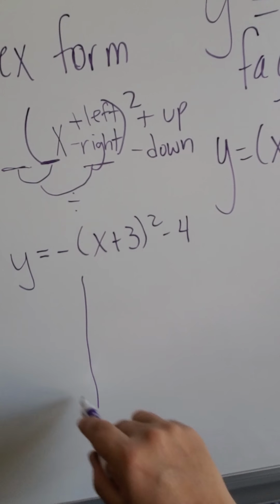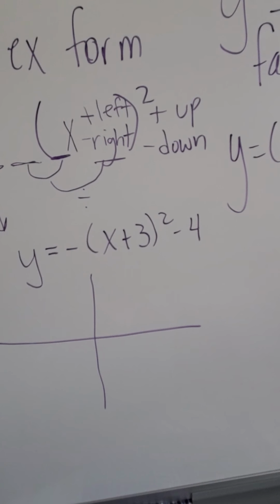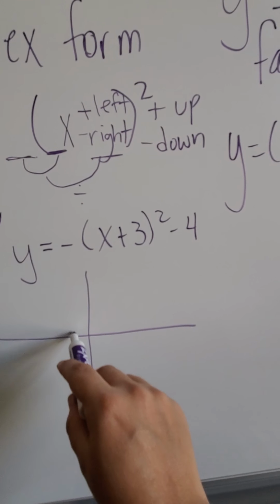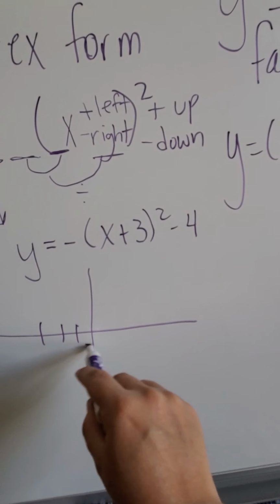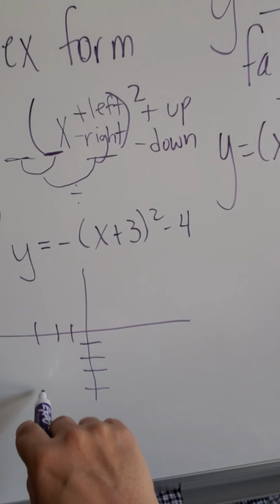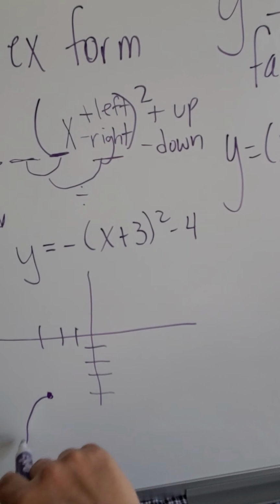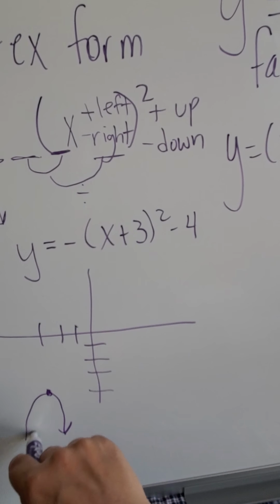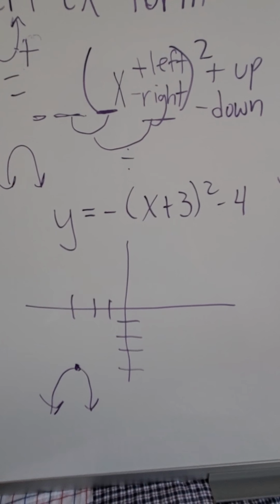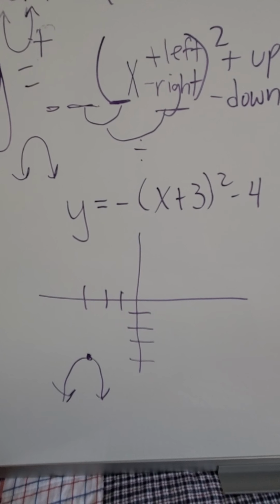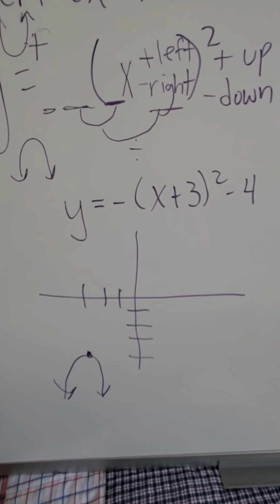So I could do a basic graph. I could go left 3, 1, 2, 3, and down 1, 2, 3, 4, and put my vertex here, and I know it would open in this direction. Does that make sense? Okay, that's a basic, real quick vertex form.